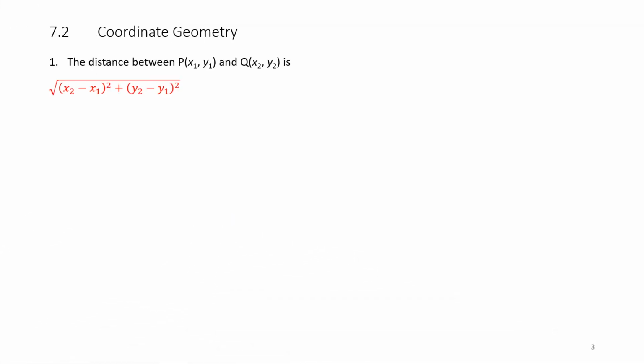Let us take up Section 7.2. Here we represent points P(x1, y1) and Q(x2, y2). The distance formula is given as the square root of (x2 minus x1) whole square plus (y2 minus y1) whole square. Let us study the drawing on the right hand side. Here OX is the x-axis and OY is the y-axis.